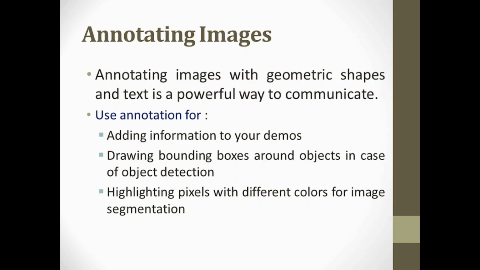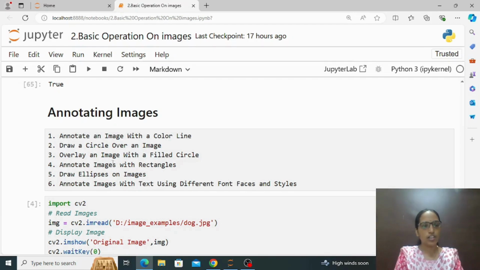So let's get started. First, we will be annotating an image with a color line. Then draw a circle over the image. Then we will be overlaying an image with a filled circle. Annotate the image with a rectangle and draw an ellipse on the image. And last, annotate the image with text using different font faces and styles. So these options we can use on the images, and with the help of these, we are annotating the images.